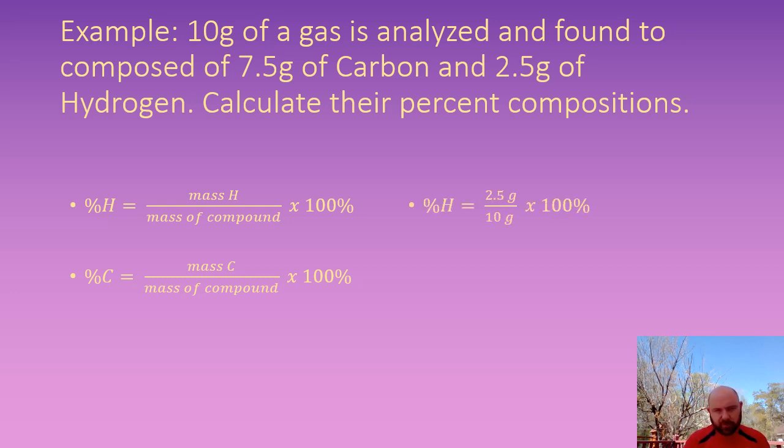When we set up our formula for hydrogen, it will look like this. The percent composition of hydrogen is equal to 2.5 grams divided by 10 grams times 100%. And the percent composition of carbon is equal to 7.5 grams divided by 10 grams times 100%. After calculating those results, we find that the percent composition of hydrogen in this particular gas is 25%, and the percent composition for carbon for this particular gas is 75%.